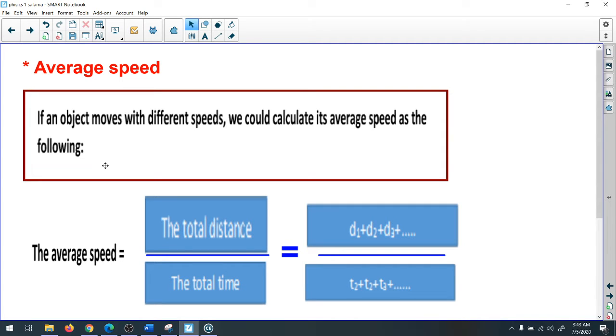That's if you move in one line, or linear motion. So the average speed is the total distance over the total time. So distance 1 plus distance 2 plus distance 3, divided by time 1 plus time 2 plus time 3, and so on. Okay.